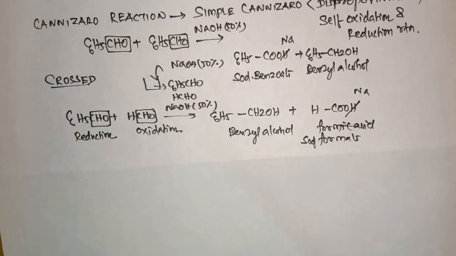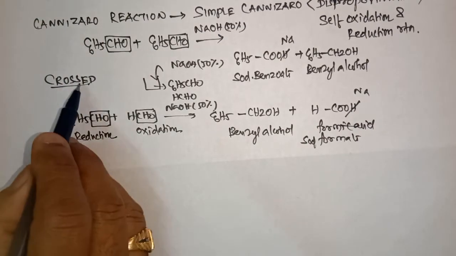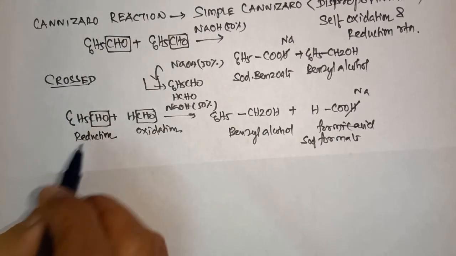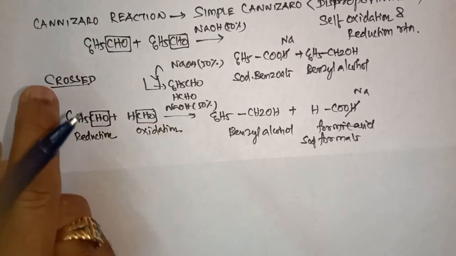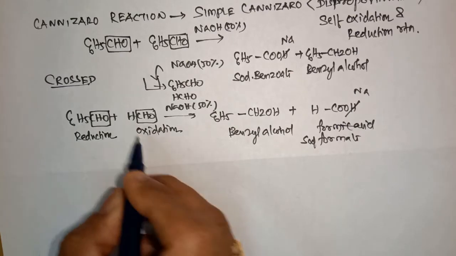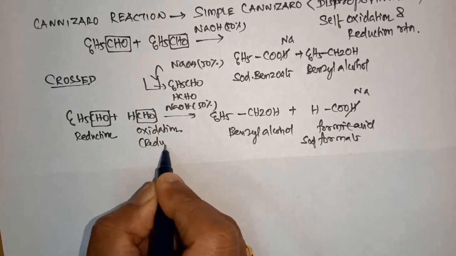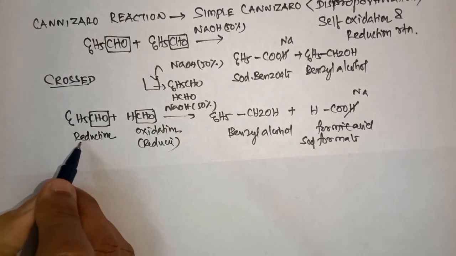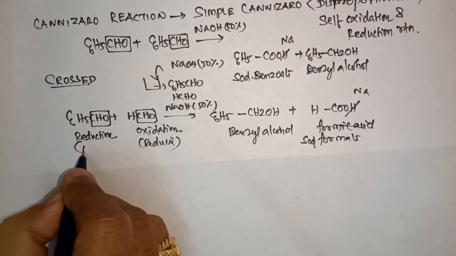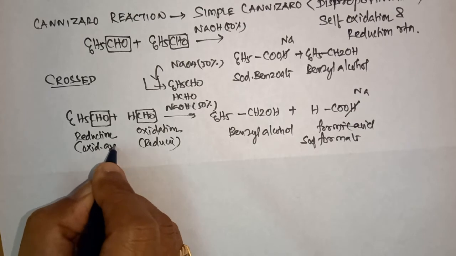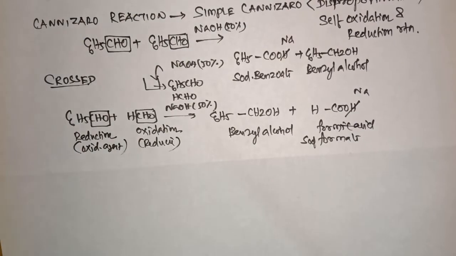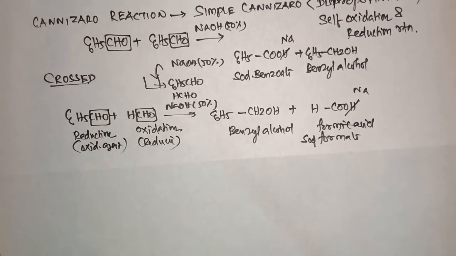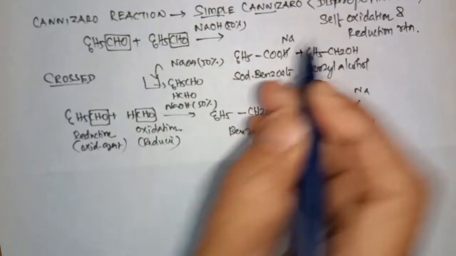Regarding this crossed Cannizzaro reaction, you see what questions I ask. In the crossed Cannizzaro reaction of benzaldehyde and formaldehyde, which is a reducing agent? The one which undergoes oxidation is called the reducing agent. Which is the oxidizing agent? The one undergoing reduction is called the oxidizing agent. That's all about the crossed and simple Cannizzaro reaction.